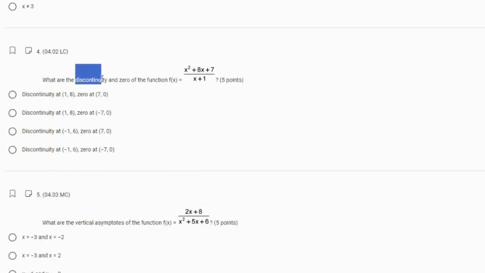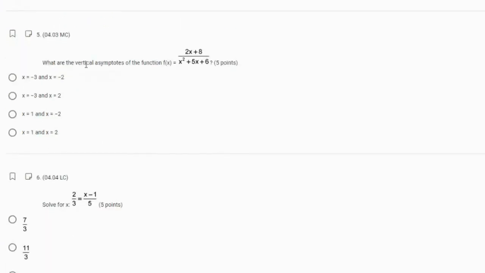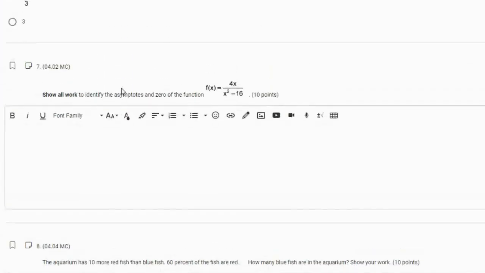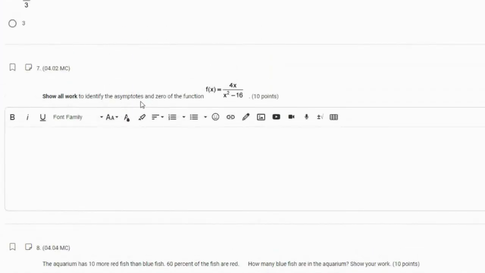What are the discontinuities and zeros of this function? Oh, where does it cross the x-axis? What is the zero of this function and discontinuity? What are the vertical asymptotes of this function here? Solve for x with this rational equation: 2/3 equals (x minus 1)/5. Show all work to identify the asymptotes and zero of this function. So you've got to show your work there.